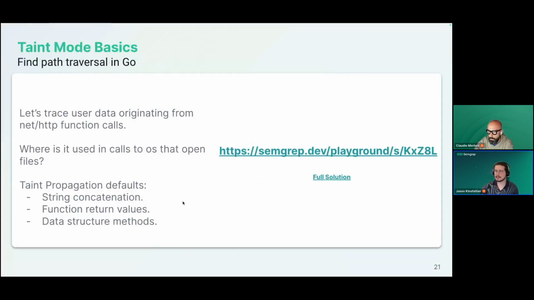Now we're getting into just the most basic taint mode rule, where we're going to be tracing some data originating from an HTTP request. This is in Go, and we're going to find where it is being used in some OS calls that open files. And I'm going to illustrate some of the default behaviors of taint mode propagation here, just so you can understand what those are and how things will behave.